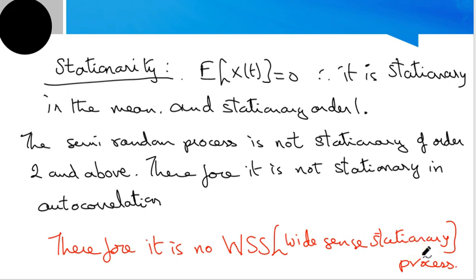So, in this video, we have discussed stationarity. We have seen how the autocorrelation function behaves for t1 t2 in the same interval and in different intervals. We have also evaluated the mean, the first order density and the second order density of the semi random binary transmission process, which is one of the most common in communication study.